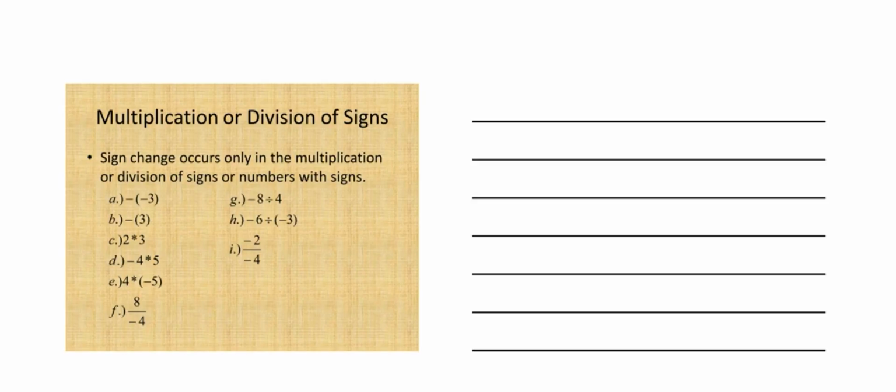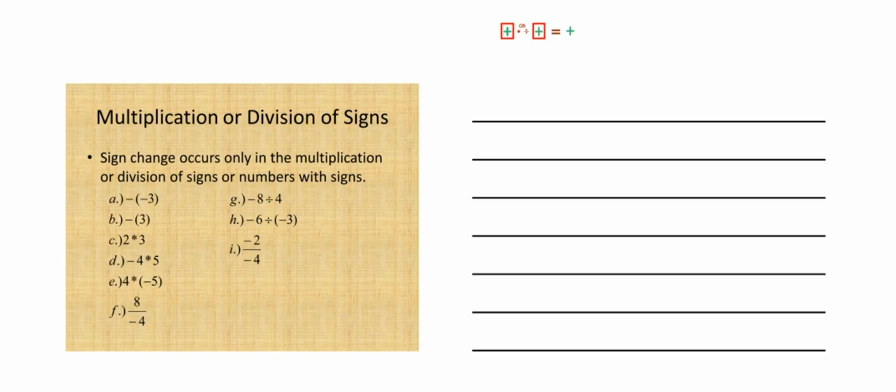Multiplication or division of signs. Sign change occurs only in the multiplication or division of signs or numbers with signs. Here we have a few set of problems that we can try out. But before we do that, let's take a quick review.